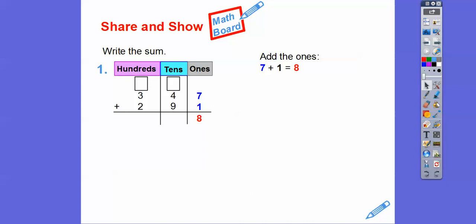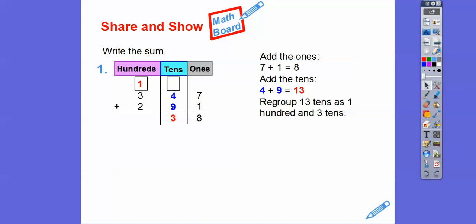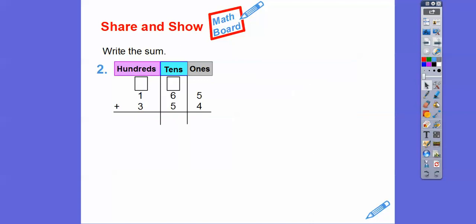Now let's add the tens column right here. So 4 plus 9. 4 plus 9 is 13. We're not going to write 13 right here. We're going to write the 3 right here and then carry the 1 in the hundred spot. So 13 tens is the same as 1 hundred and 3 tens. So we'll put the 3 down here. All right, and now we can add the hundreds. We have this carry of 1, so we're going to add 1 plus 3 plus 2, and that gives us our hundreds number, which is 6. So 638.